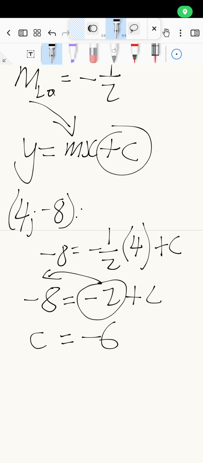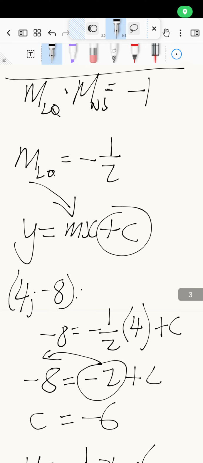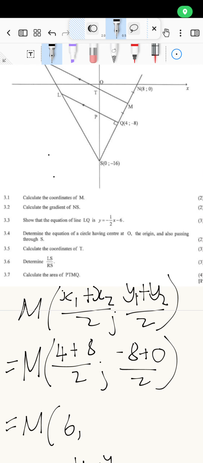So the equation of that line is y equals minus a half x minus 6. Is that what they said it's supposed to be? Okay. Yes, that is what they said it's supposed to be. Let's cut this video here, and I think we'll do the rest of the questions in the next one.